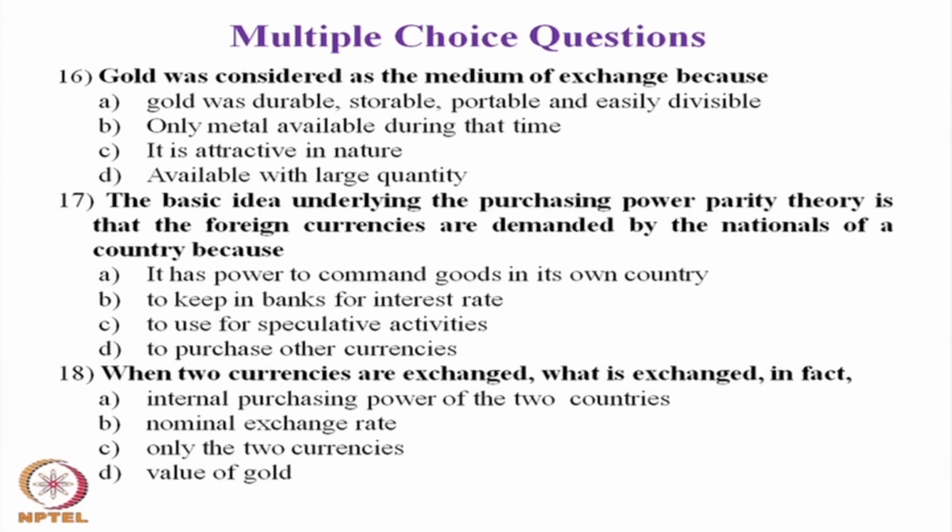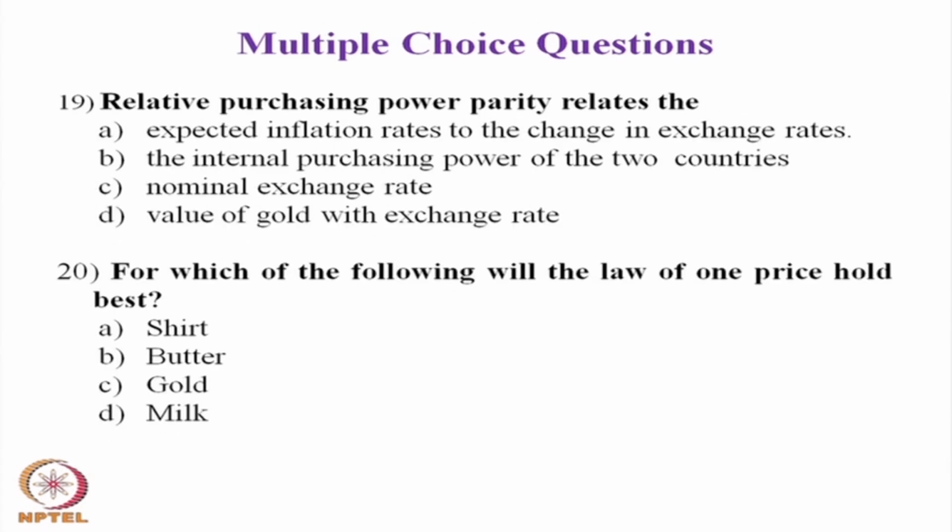Let us move to question number 19. The question number 19 for you is, relative purchasing power parity relates, the choices for you are A. expected inflation rate to the change in exchange rates, B. the internal purchasing power of the two countries, C. nominal exchange rate, D. value of gold with exchange rate. Mark the answer, keep it with you.